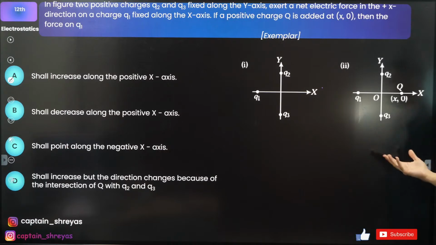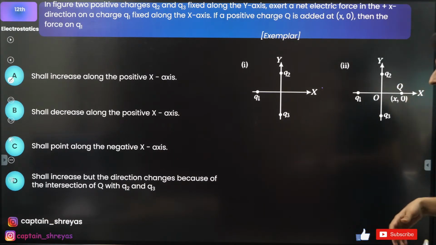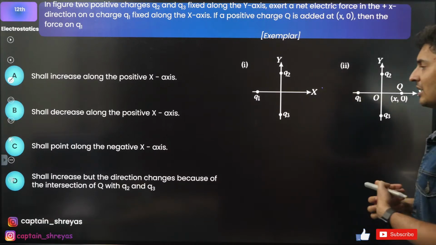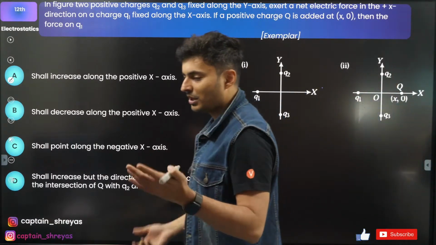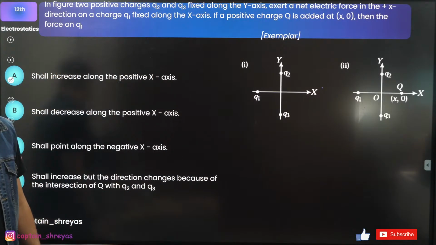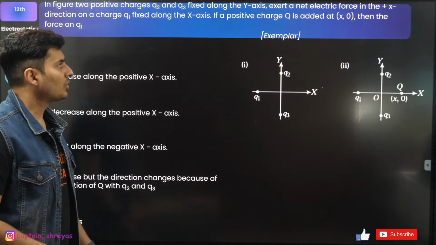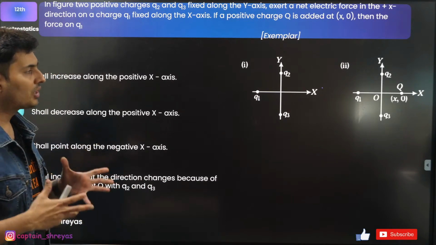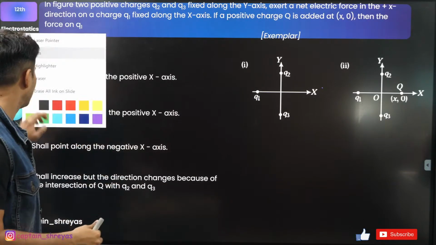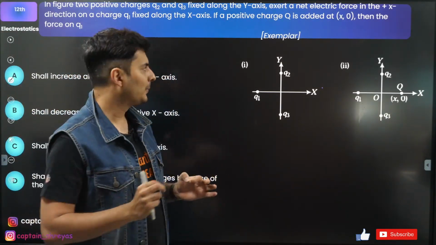Then the force on Q1 will still increase, will decrease, will point in negative x-axis, will increase, but the direction changes because of the interaction of Q with Q2 and Q3. Whatever you think is the right answer. Come on, I want everybody answering this question. Come on, think about it. What should happen to the net force? Hint is, draw the vectors of the forces, you will get an idea.